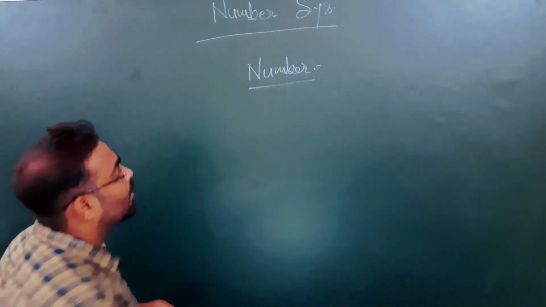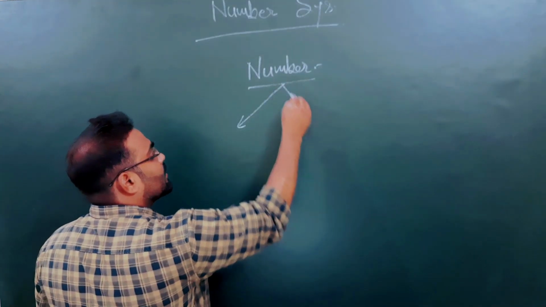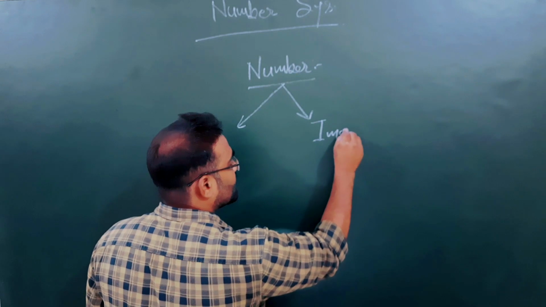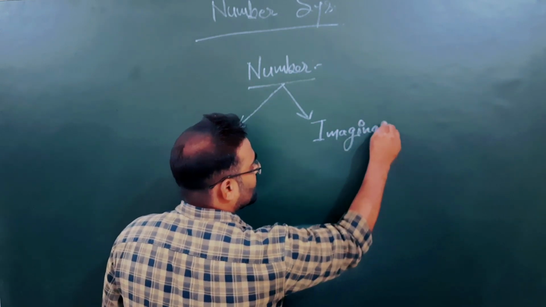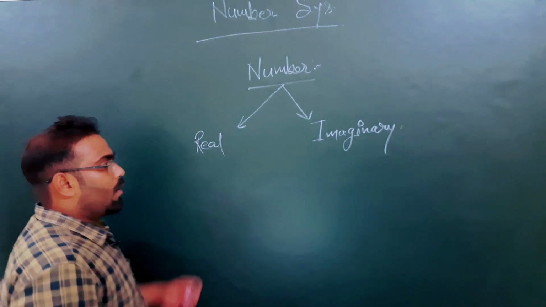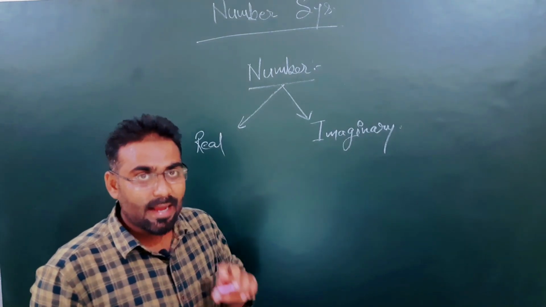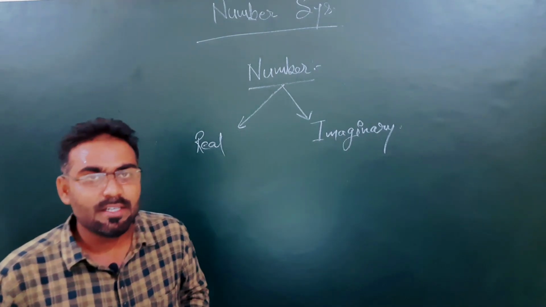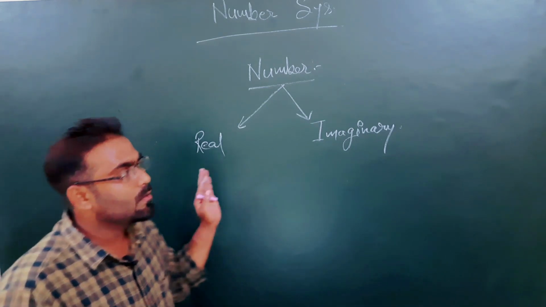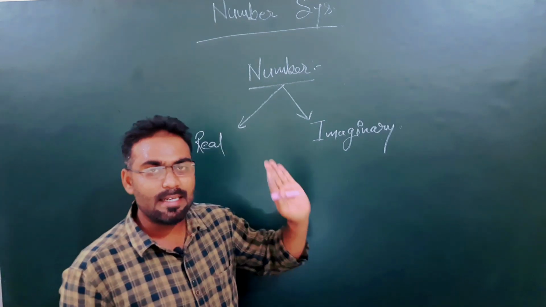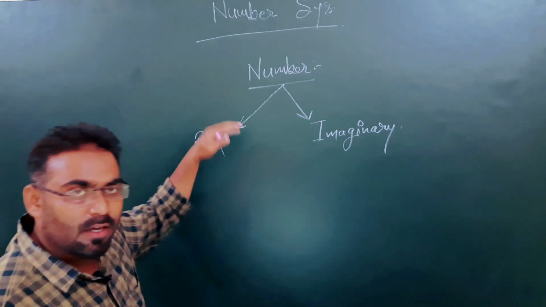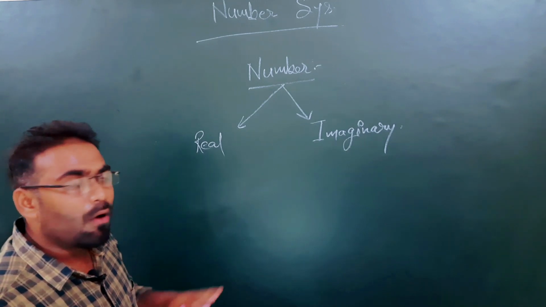So for classification, numbers are classified in two: imaginary and real. Imaginary and real. As you have just completed your class 8th, whatever numbers you have come across till now are real numbers. Imaginary numbers are completely different, so don't even think about them. Whatever you have read till class 8th, that all is real numbers.